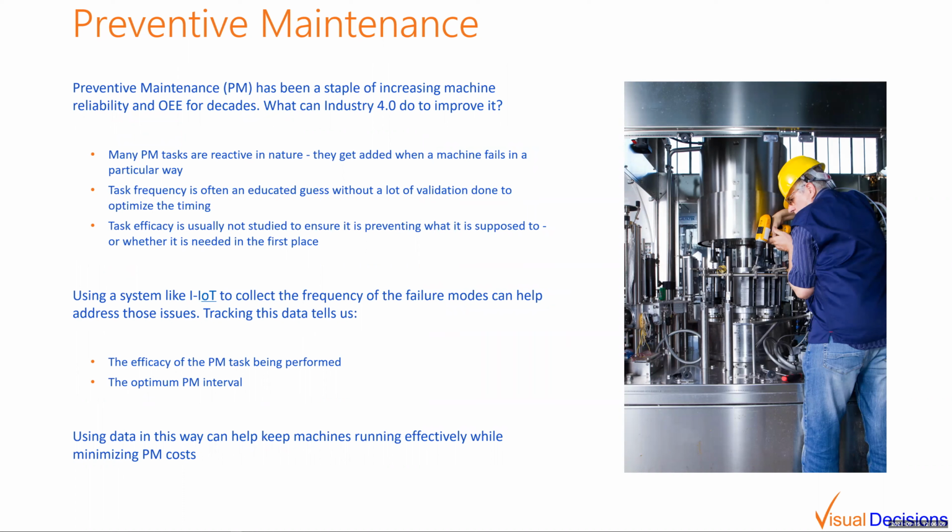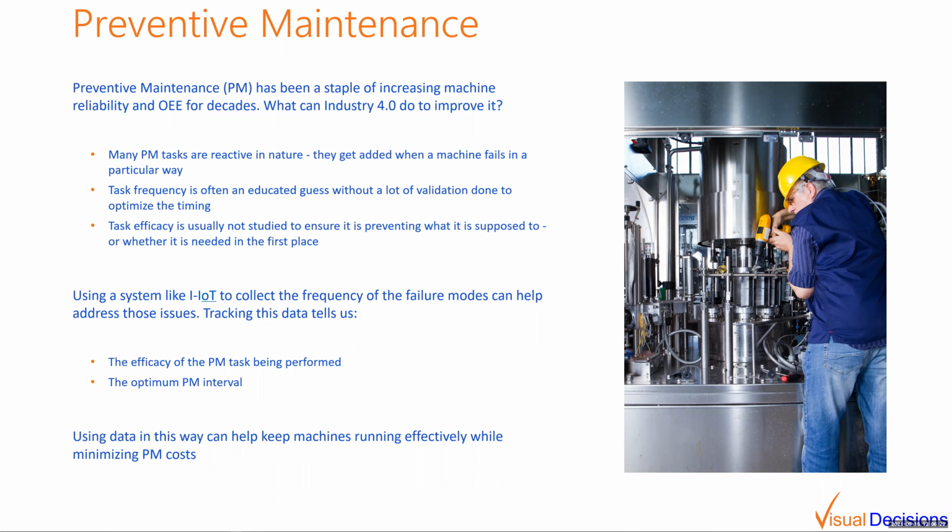Preventive maintenance has been a staple of increasing machine reliability in OEE for decades. For such a well-established process, what can Industry 4.0 possibly do to improve it? And it's a lot, actually.